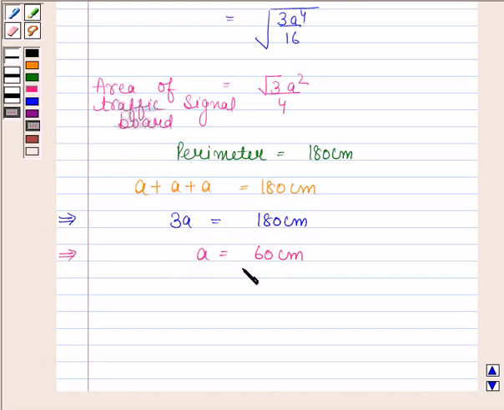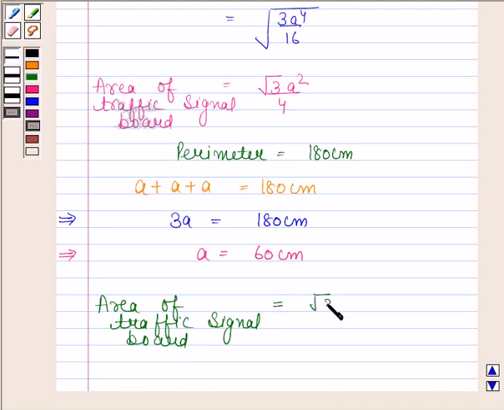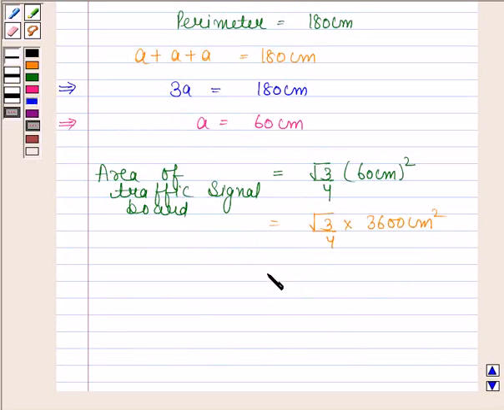So now we have got the value of A. By substituting the value of A in this, we get area of traffic signal board as root 3 by 4 into 60 centimeters whole square, and this is equal to root 3 by 4 into 3600 centimeters square, and this is equal to 900 into root 3 centimeter square.